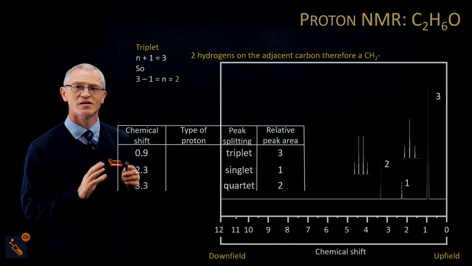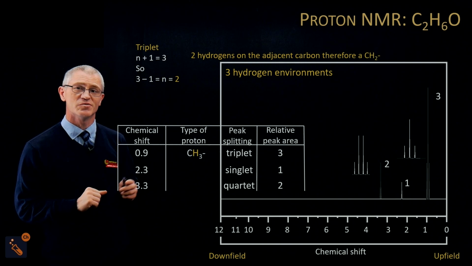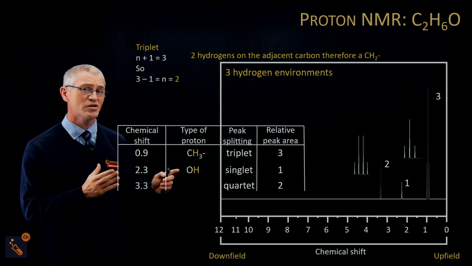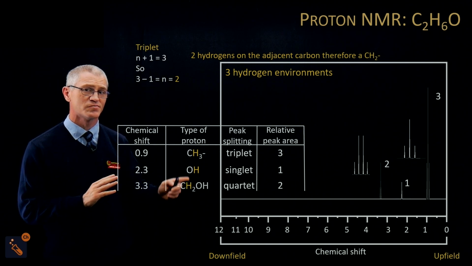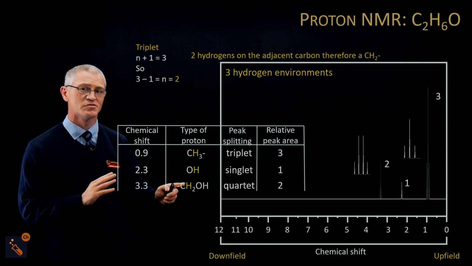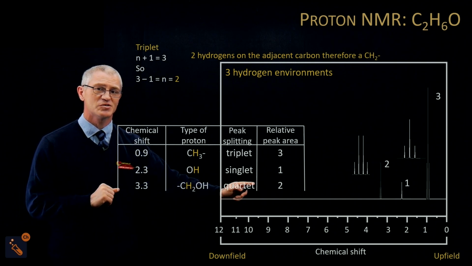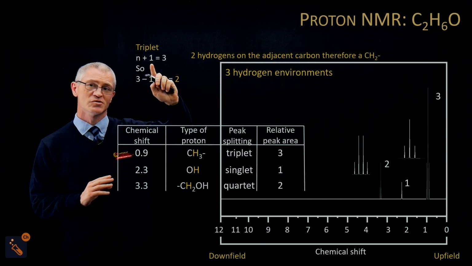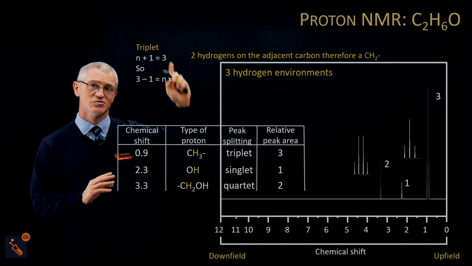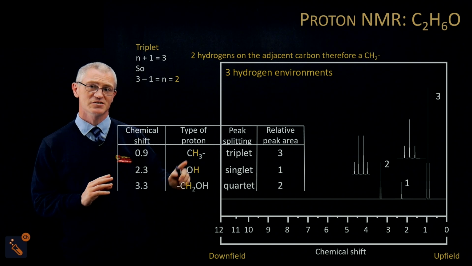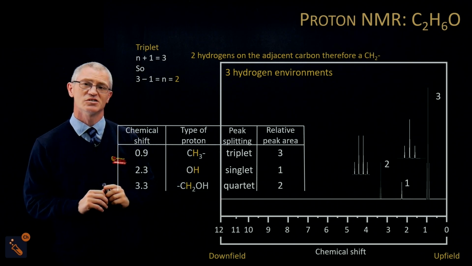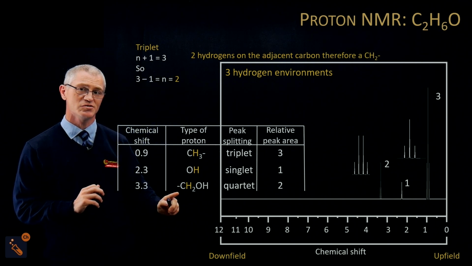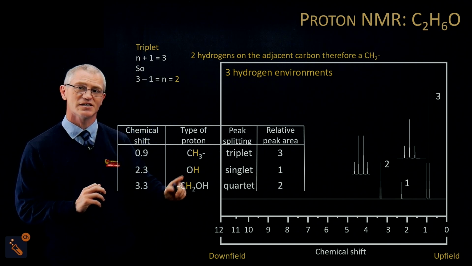So, 3 hydrogen environments, and let's start going through. So CH3, OH, remember, we only have 2 carbons. Because we only have 2 carbons, we know that must be a CH2, that must be a CH3. And we also know, because of the N+1 rule, okay, that this CH3, which is the triplet, must be next to the CH2, which is the quartet. Okay, because there's 2 adjacent hydrogens. Therefore, they must be bonded together.